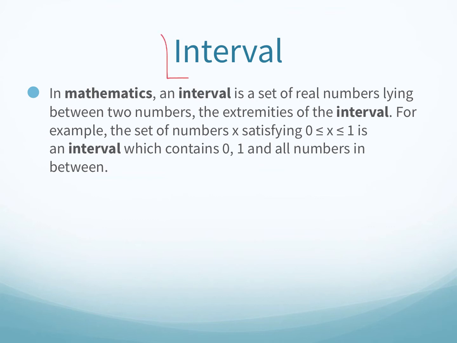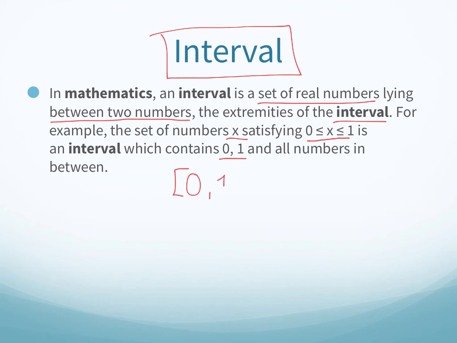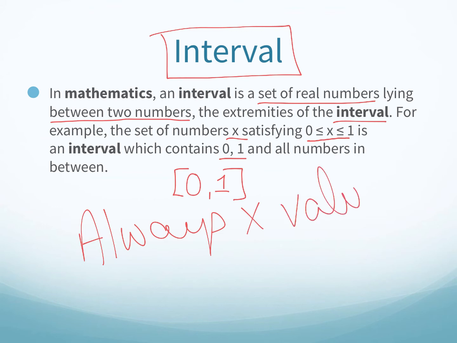So that is what we call the interval. The interval in mathematics is the set of real numbers lying between 2 numbers. The extremities of the interval, for example, the set of numbers x satisfying 0 is less than or equal to x, which is less than or equal to 1, is the interval which contains 0, 1, and all the numbers in between. So we would write that as [0, 1], the interval between 0 and 1. When we're talking about intervals, we are always talking about the x values.